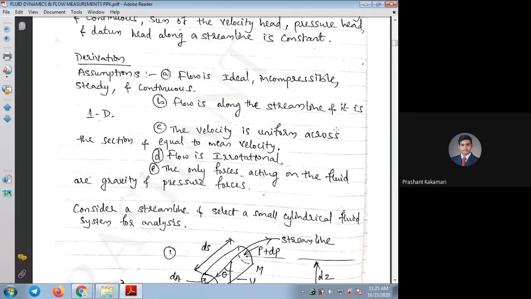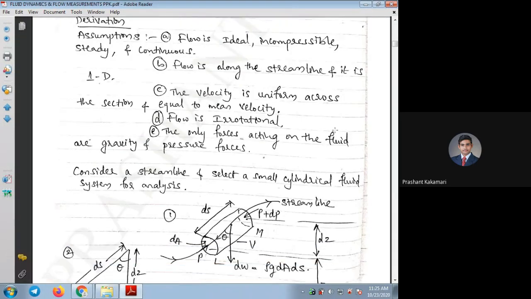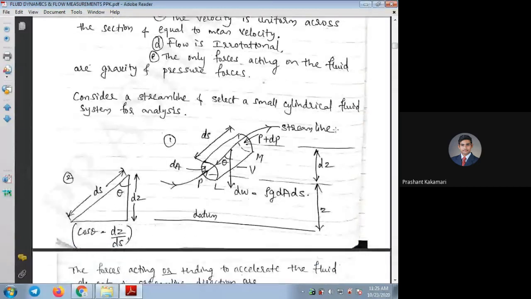So before going to the derivation, first we need to consider one fluid element or fluid particle. Here in this derivation we have considered fluid in a cylindrical form. A fluid particle in a cylindrical form is considered in sketch 1, on the right side. You can see it, just to zoom it.